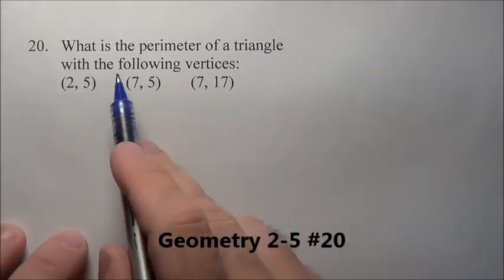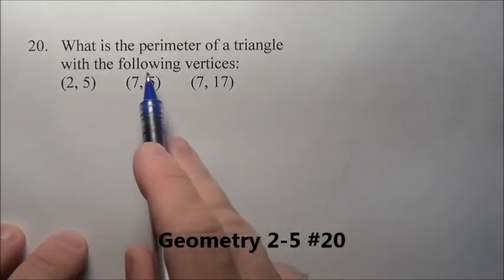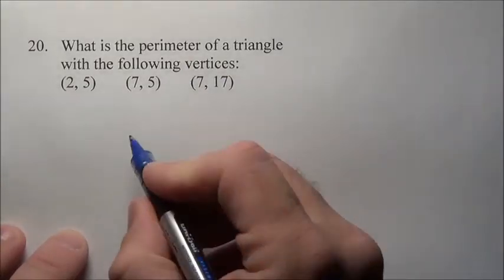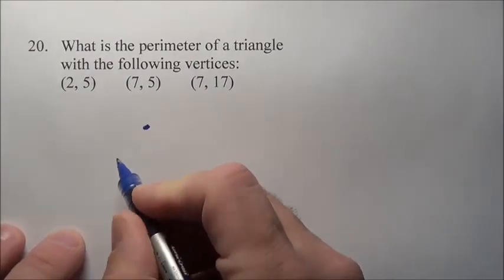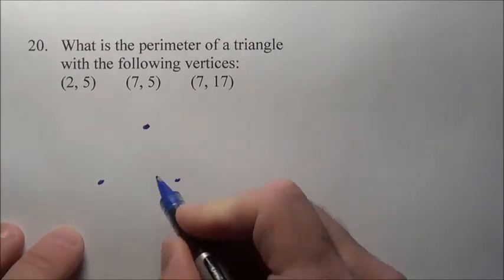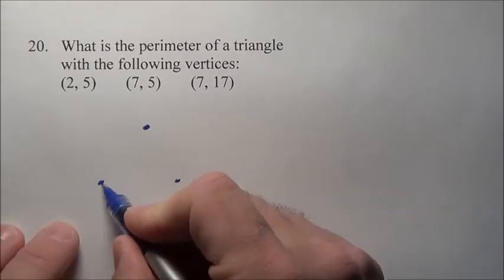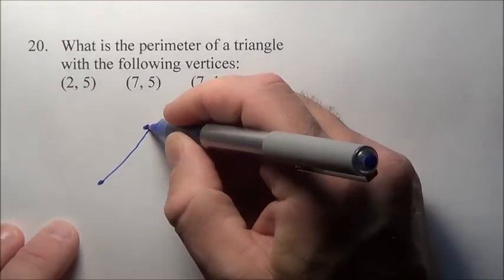Here's problem 20. It says, what is the perimeter of a triangle with the following vertices? 2, 5, 7, 5, 7, 17. You could plot these exactly, but it's not going to make any difference. I'm going to do it like we normally would, even though I can see these are perfectly horizontal from one another. But I'm not going to worry about that at all.